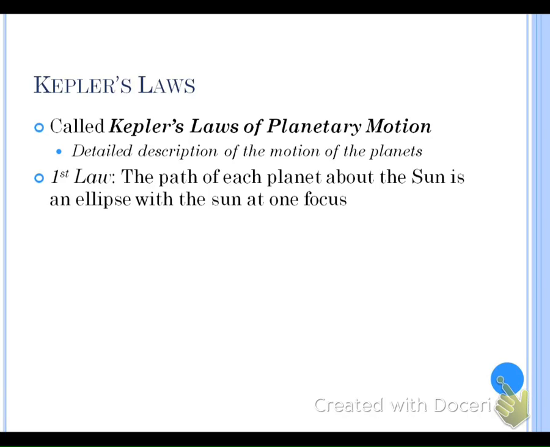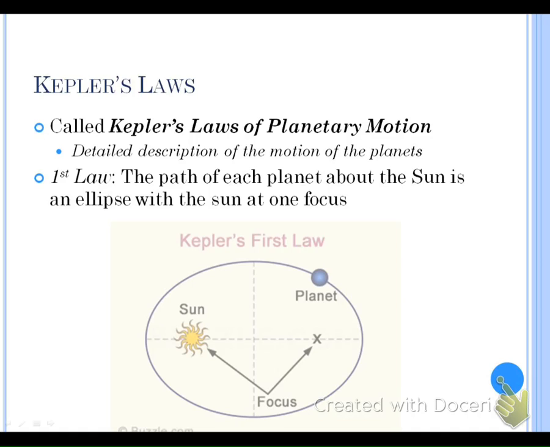Kepler's first law says the path of each planet around the sun is an elliptical path. It's not a circle, it's an ellipse. And it has the sun at what we call a focus point. In this image I'm going to show you, you'll be able to see that the sun is at one of these two focus points at any point during this elliptical path.